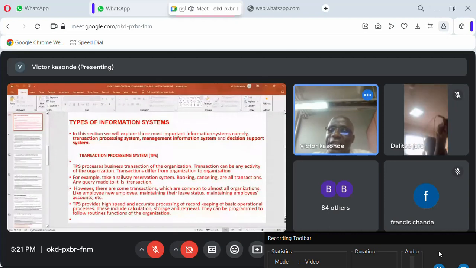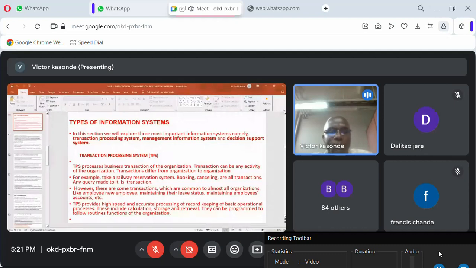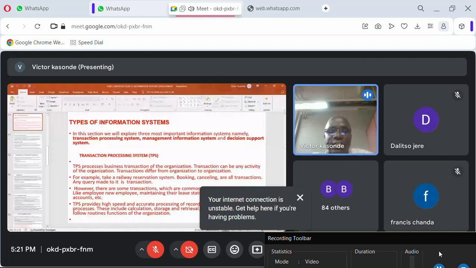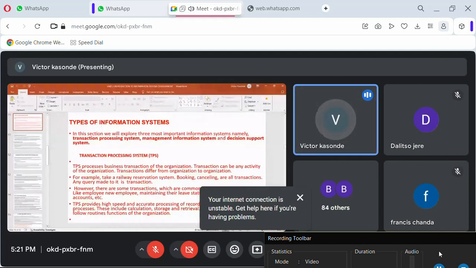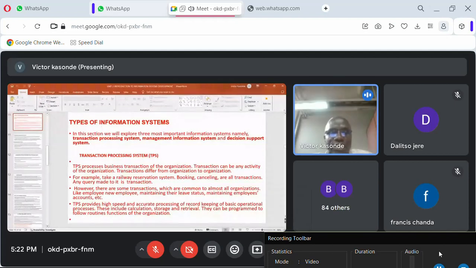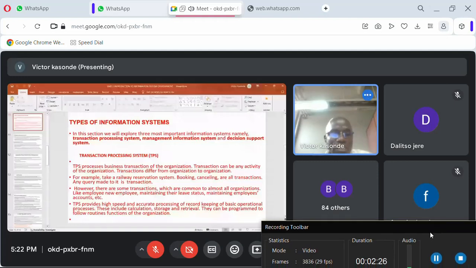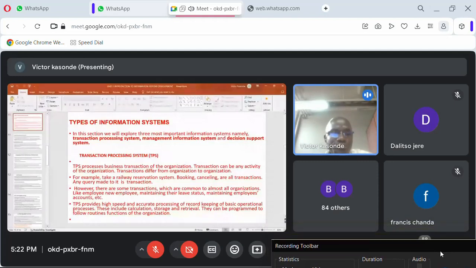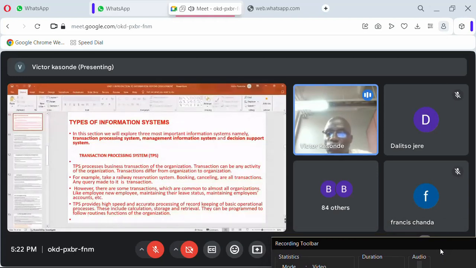Transaction can be any activity of an organization. Transactions differ from organization to organization. For example, take a rail reservation system. Booking and cancellation are all transactions. Any query made to it is a transaction. However, there are some transactions which are common to almost all organizations.